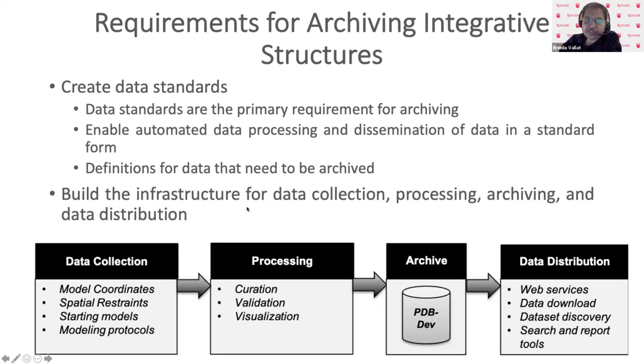We need to build the infrastructure required for data collection, processing, archiving, and data distribution. Data collection involves collecting the model coordinates, the associated spatial restraints, the starting models used, as well as modeling protocols. Data processing involves any added curation that may be carried out, model validation, as well as visualization of integrative structures. Data distribution involves creating mechanisms for web services, data download, search and report tools, etc. Together, these constitute the data pipeline for the archiving system.